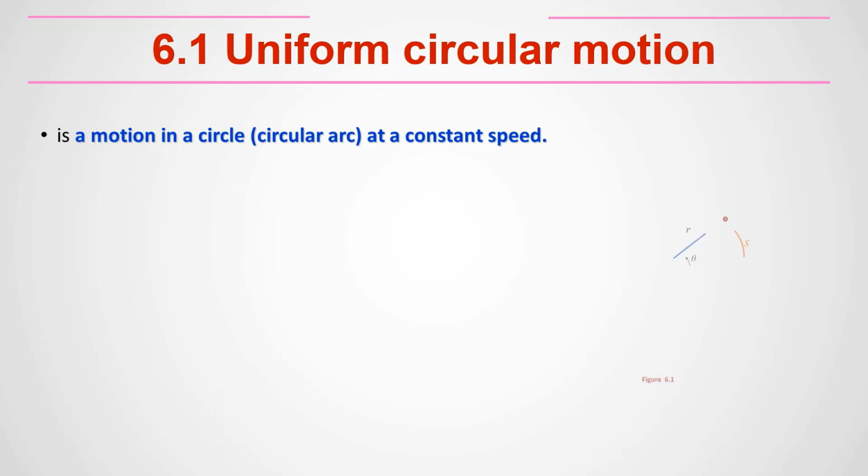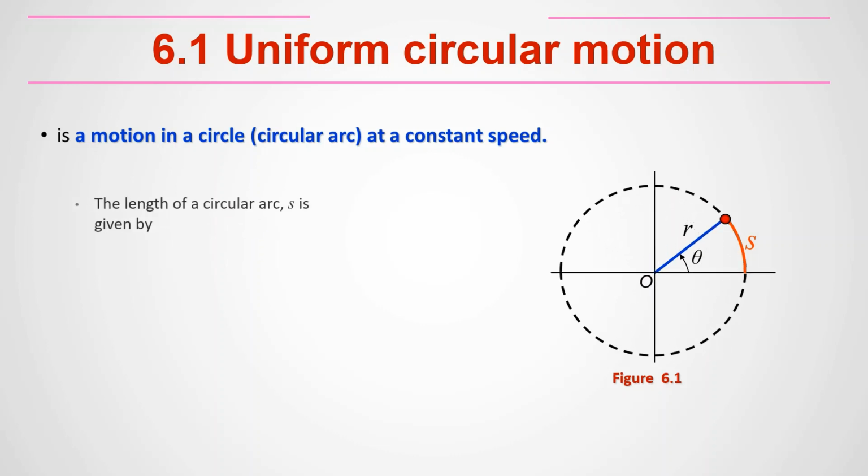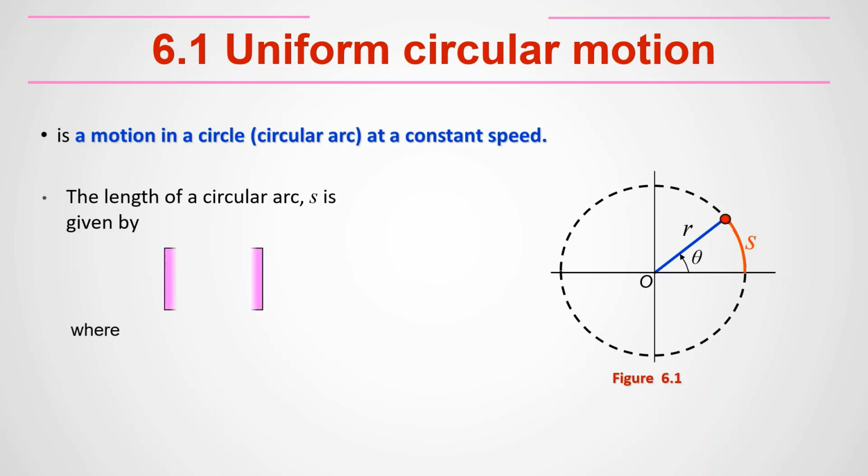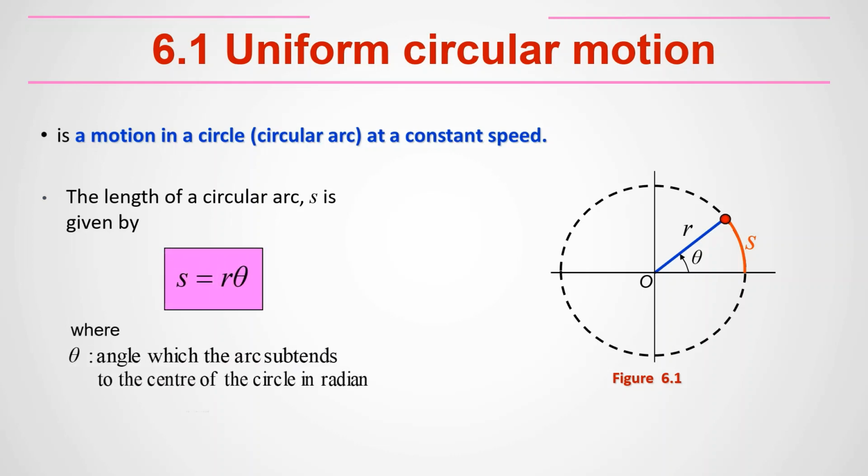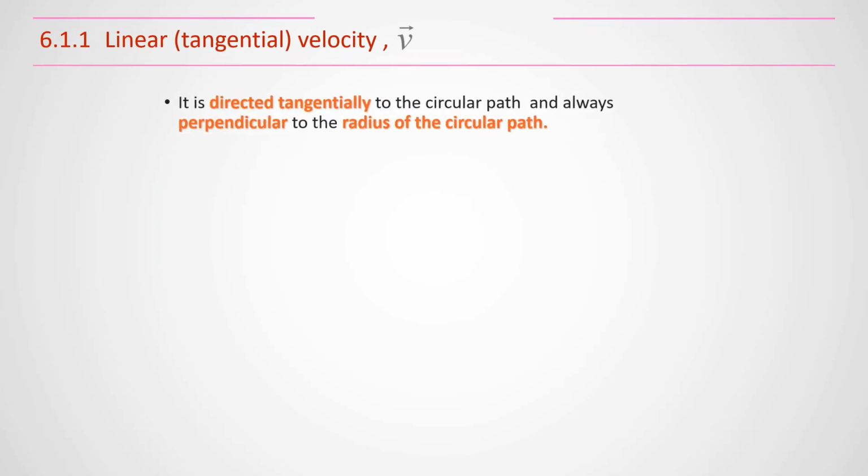Okay, look at figure 6.1. From this figure, you can see S, R and theta. The relationship between S, R and theta is given by S equals R theta. S is the length of the circular arc, and R is the radius of the circular path. Theta is the angle which the arc subtends to the center of the circle, in radians.